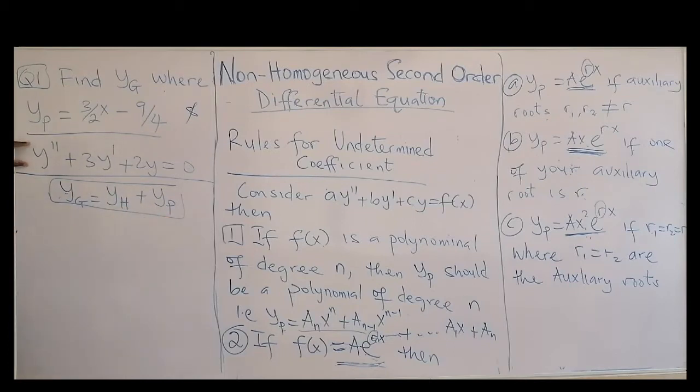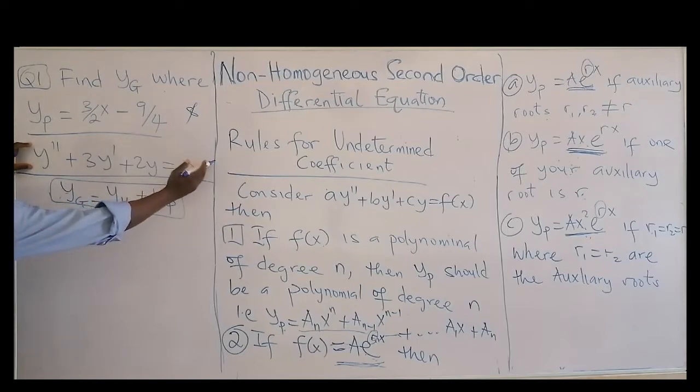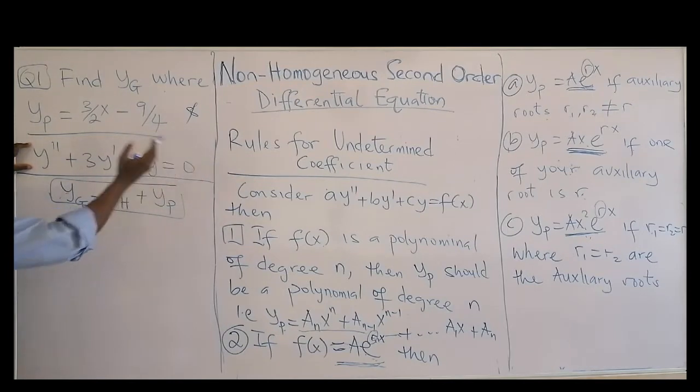And then we have the homogeneous part of this second order differential equation, which is already equal to 0. So what we do is just get the auxiliary equation.